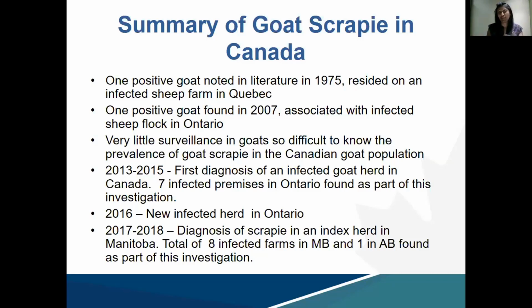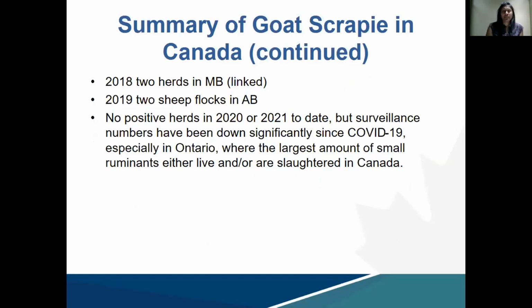Same idea, there was one herd here in 2016 in Ontario. And then in 2017, 2018, same idea. We had the index herd, which was in Manitoba. And then from doing our tracing investigation, we found several other herds. In 2018, there are 2 herds linked together. The way we do our epidemiological investigations, there's the farm where the positive animal lived, and then we also look at the birth farm for that animal.